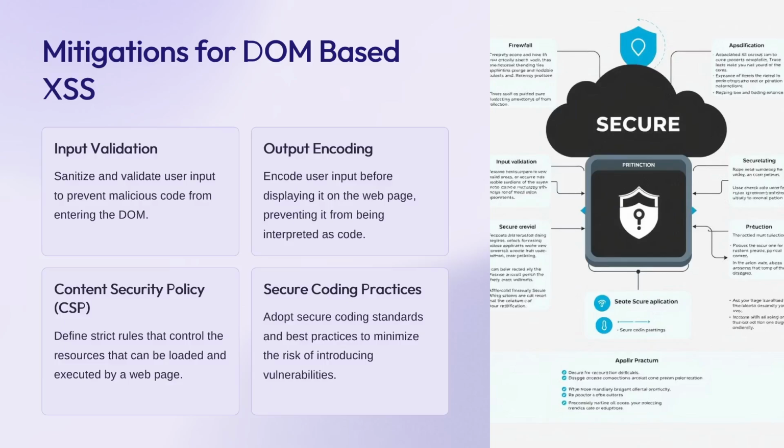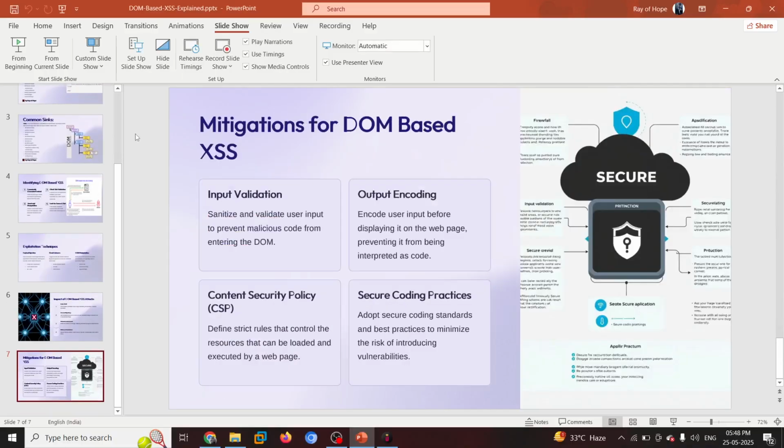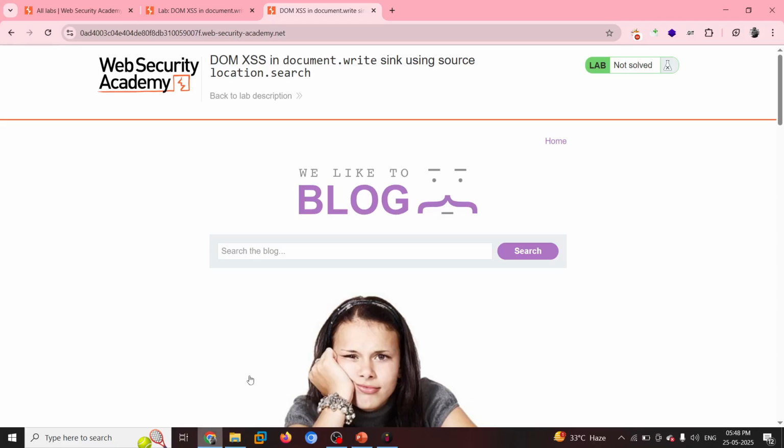What could be the mitigations that one can implement to mitigate DOM based XSS? Input validation, output encoding, content security policies. If you read it down, you would need to go a little further down in this, like inline script and self, you should avoid using those. So these are some mitigations that one can implement.